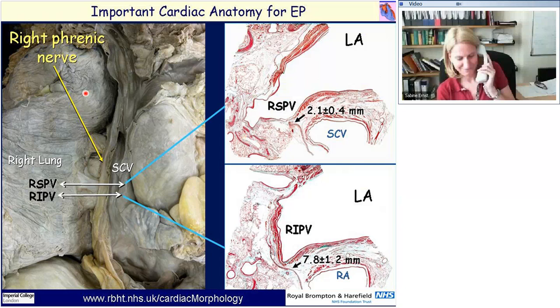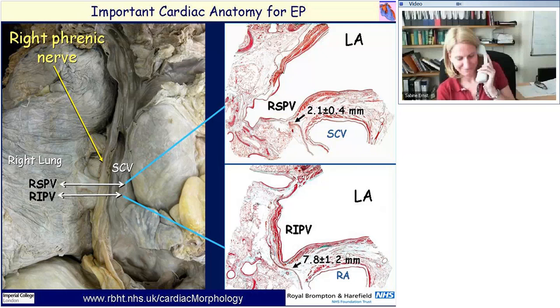You see on this panel the gross specimen with the levels of sectioning represented on the right-hand side. So we made transverse cuts through the pulmonary veins and the superior caval vein. Here we have a section through the right superior pulmonary vein, therefore giving you a cross-section of the superior caval vein. You will notice this line here is the fibrous pericardium, and this little blob here, just sitting on top of that fibrous pericardium, is the right phrenic nerve.